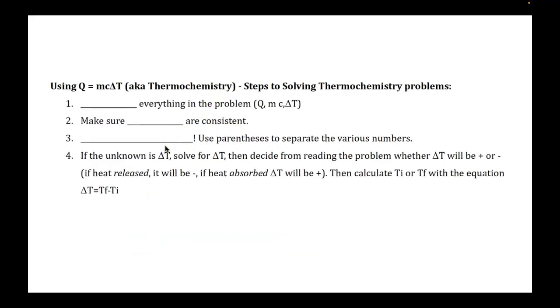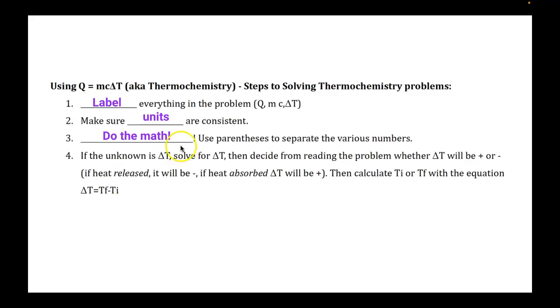How do we use this equation, Q equals mcΔT? Here are the steps. First, we need to label everything in the problem. Make sure that the units are consistent. If you have a temperature in degrees Fahrenheit, for example, you will need to convert it to degrees Celsius. You also may see something that's in kilograms that you need to convert as well, or even kilojoules. Do the math. Use parentheses to separate the various numbers.